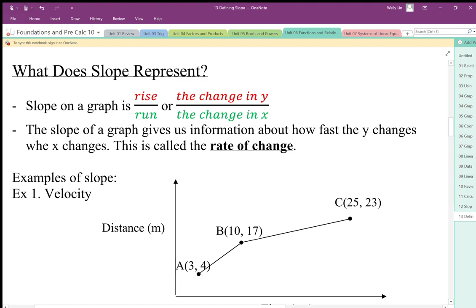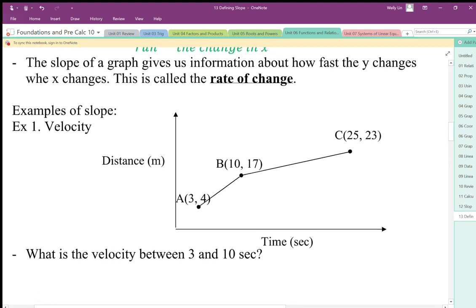The key idea in this lesson is, what does slope really represent? What does it represent in all the different relationships that we're going to look at? So slope on a graph is rise over run, or the change in y over the change in x. And the slope gives us information of how fast y changes when x changes, or the rate of change. So the slope describes rate, and it describes rate in the relationship.